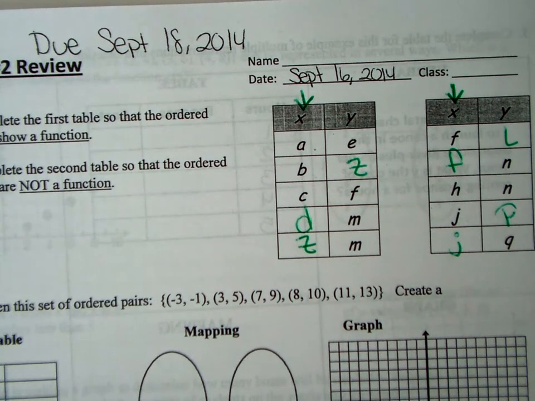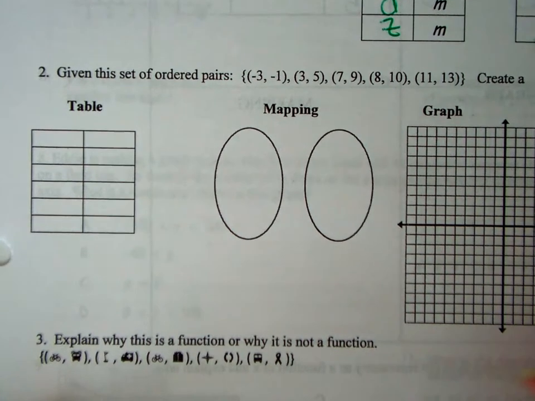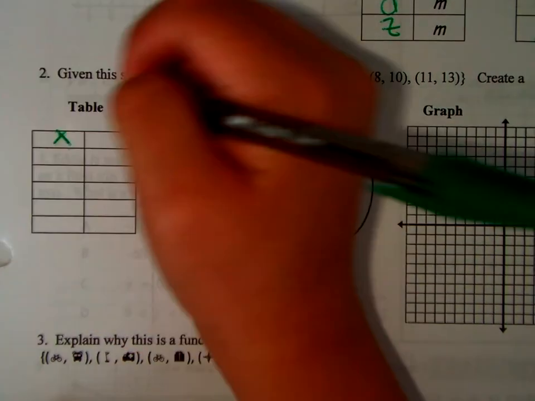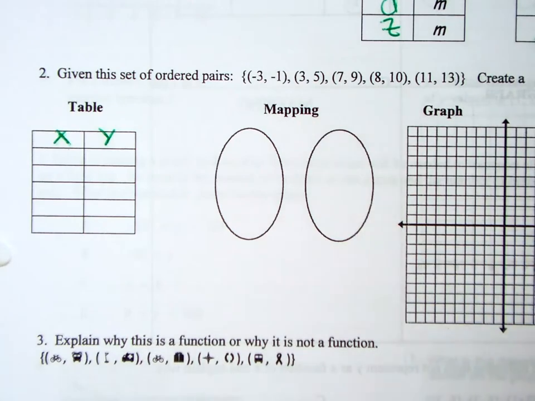So number 2, they give you a set of ordered pairs. Given the set of ordered pairs, they want us to create a table, a map, and a graph. So for a table, what goes first, the X or the Y? X. Perfect. Then the Y. So look at your set of ordered pairs. Anytime you have a set of ordered pairs, what do you need to do? Put them in order from least to greatest. Underline what? The domain. Underline the domain.